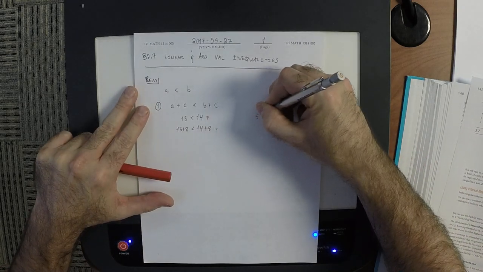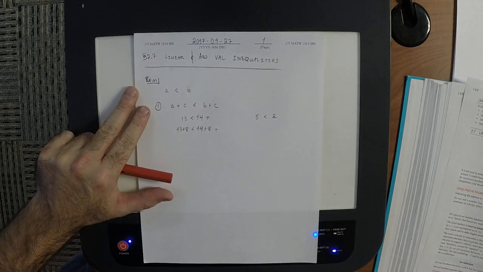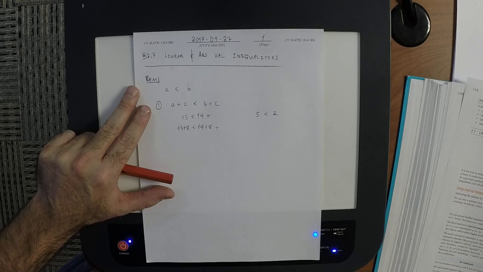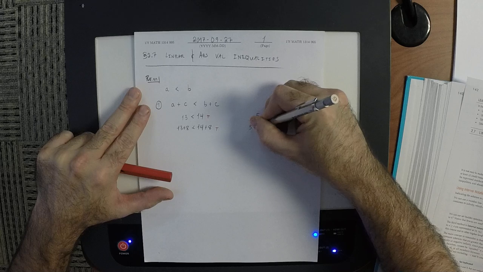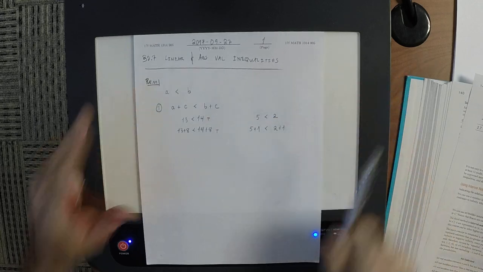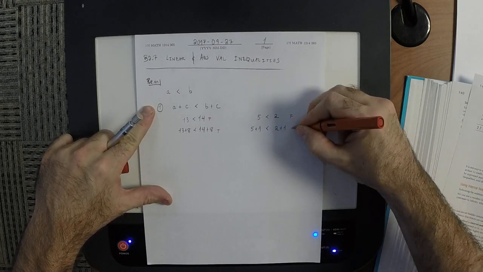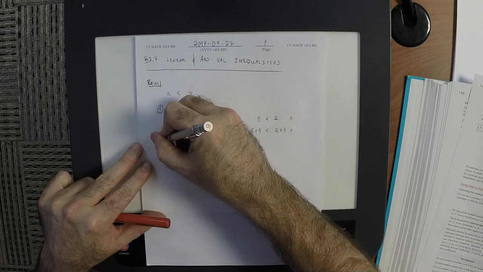Similarly, 5 less than 2, is this an inequality? Yes. Is it true or false? It is false. So if we add, say, 1 to both sides, it's still false. Okay, so adding the same number to both sides of an inequality preserves the truth. Okay, the story of multiplication is more complicated.